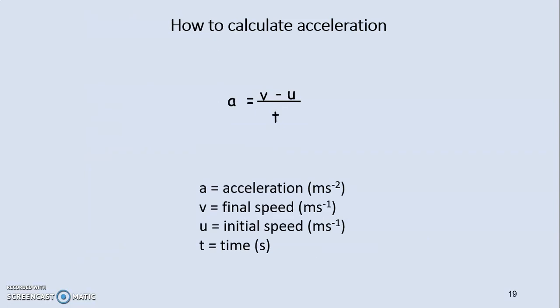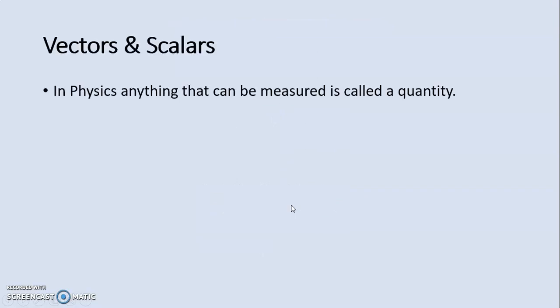So a is equal to the change in speed, which is written as v minus u, where v is the final speed and u is the initial speed, and that's divided by the time taken. Please be careful that the units of acceleration are meters per second squared, which is written as ms to the minus 2, whereas speed is meters per second, ms to the minus 1.